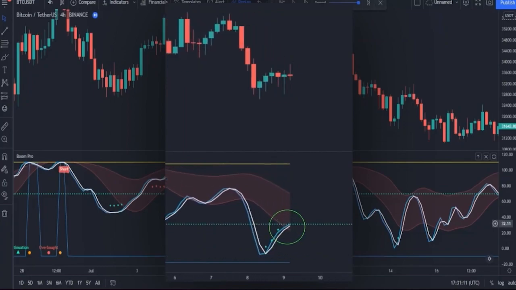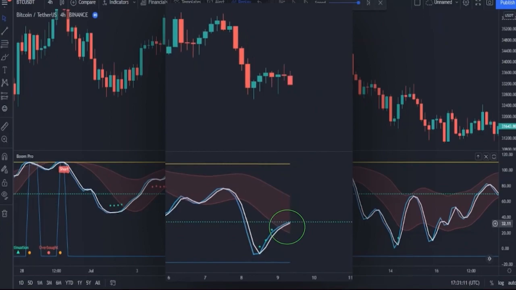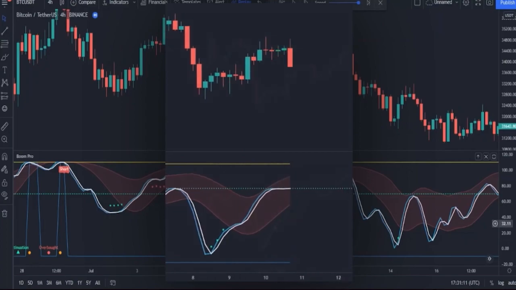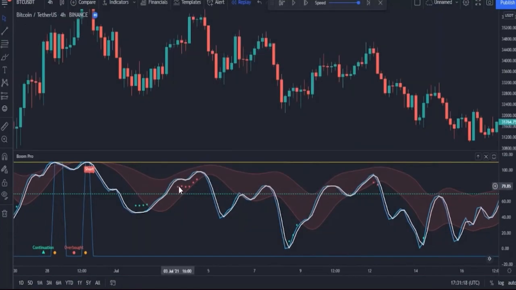Okay, this is the intersection we talked about. As you can see, after this crossover, the trend has risen as well, and this shows that it is also a good entry point. Here, the opposite happens. Red dots followed by a crossover from top to bottom. Yes, we can take short positions here.